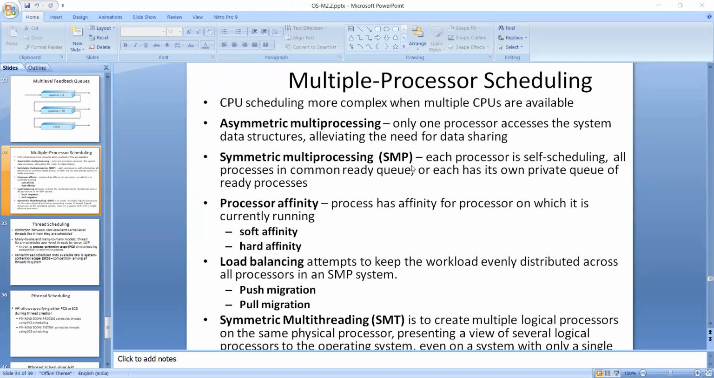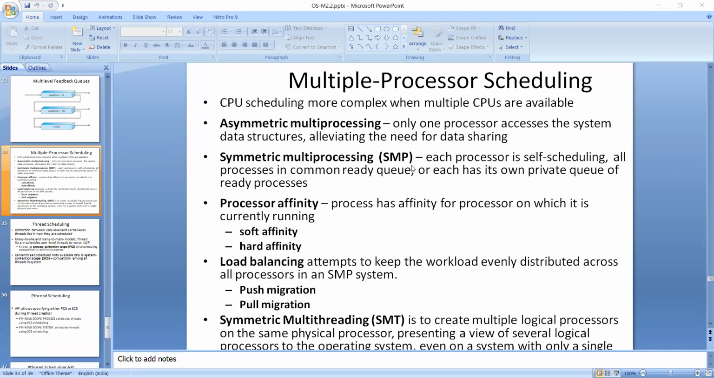Load balancing keeps the workload evenly distributed across all the processors. We have two general approaches for load balancing: push migration and pull migration. With push migration, a specific task periodically checks the load on each processor, and if it finds an imbalance, it evenly distributes the load by moving processes from overloaded processors to idle processors. That is called push migration.